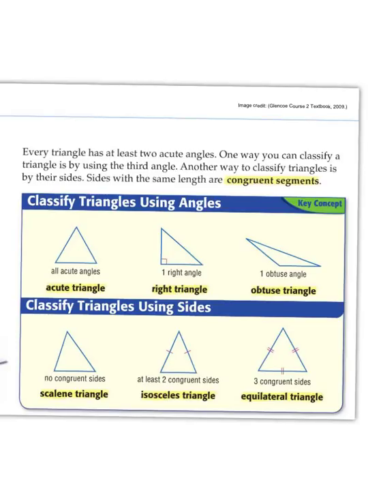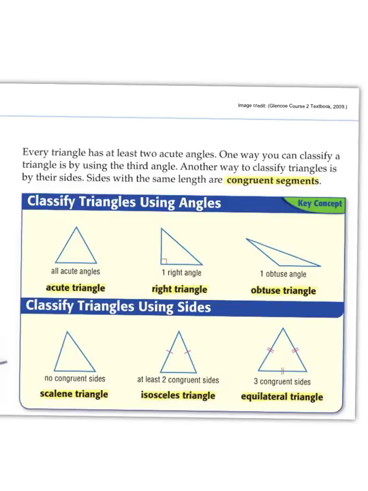All right, so there are different ways that we can classify triangles, but something to know is that every triangle has at least 2 acute angles. One way that you can classify a triangle is by using the third angle, and the other way is to classify triangles by their sides. Sides that are the same length are called congruent segments. Congruent means equal. First, you can classify triangles by angles.